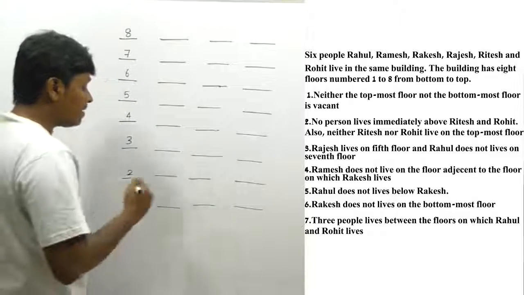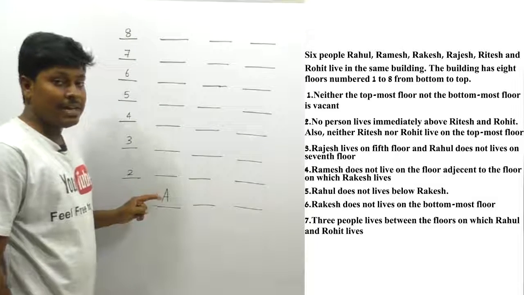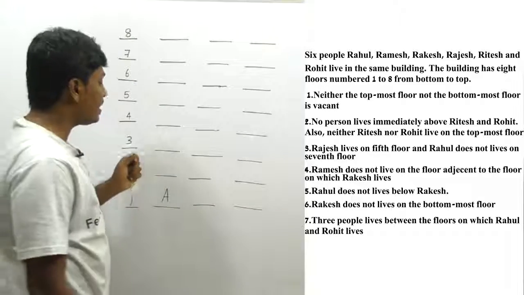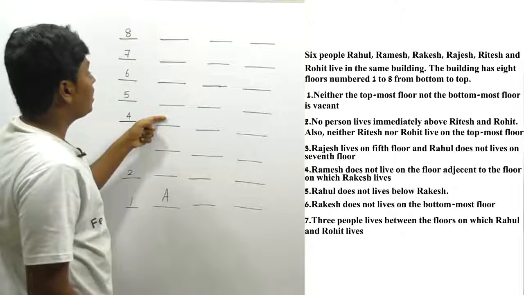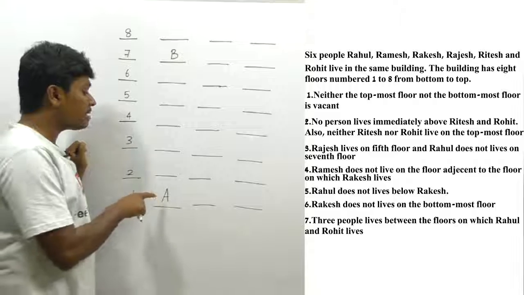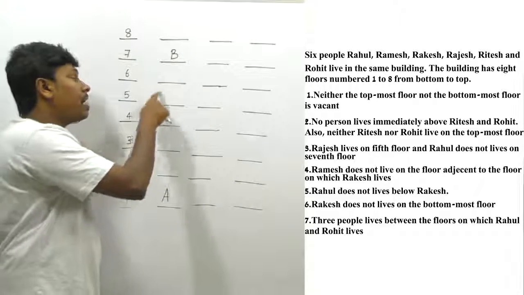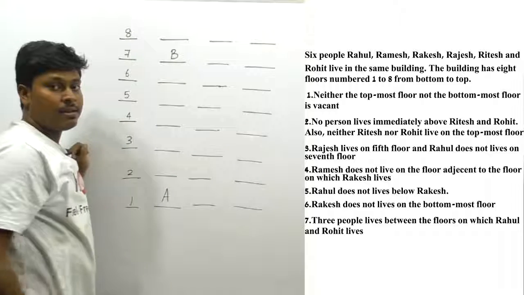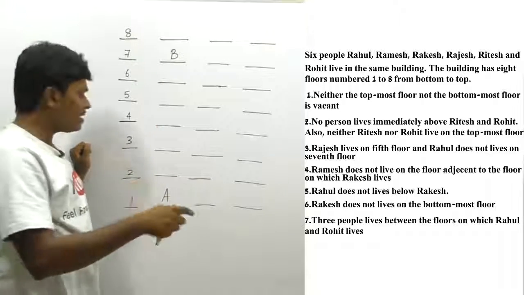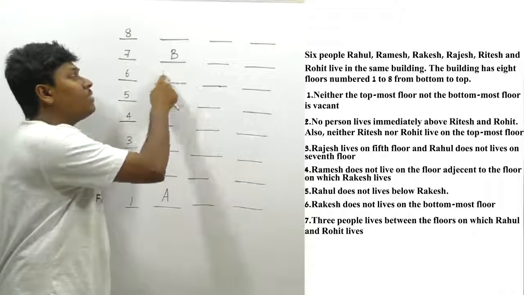Look carefully, friends. If I fix A here, and I am saying that between A and B there are 3 people living, I can say 1, 2, 3, and I can write B here. How is it possible? Because between A and B 3 people are living, and 2 vacant positions can be there. It can be 2 positions.